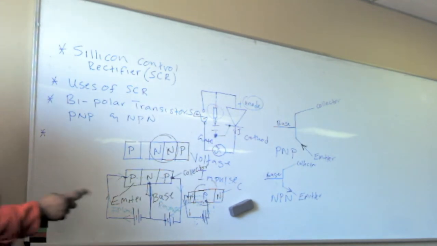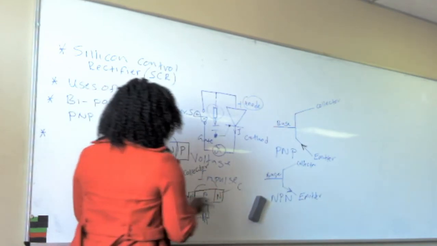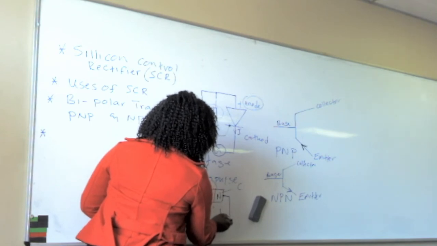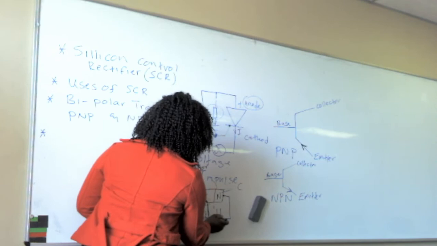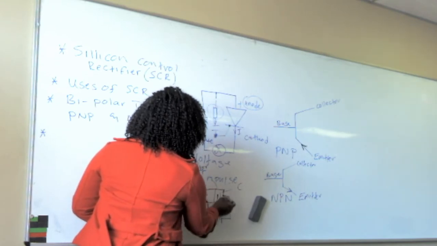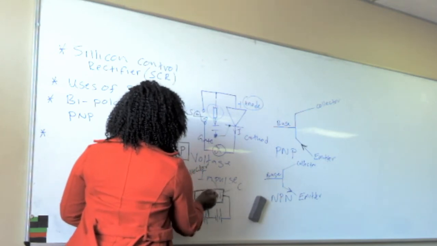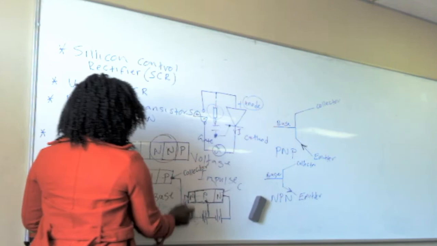Then on the other side, it will be reversed. This side will be reversed because the negative here must be connected to positive. Negative, positive, negative. And the positive must be connected to negative. That is the NPN schematic presentation. There is the sketch.